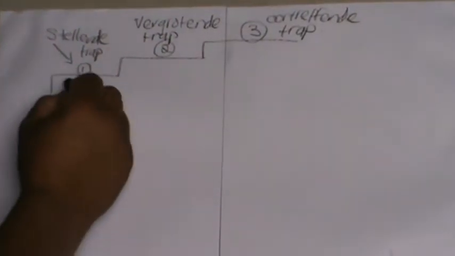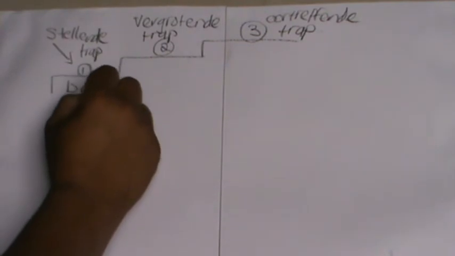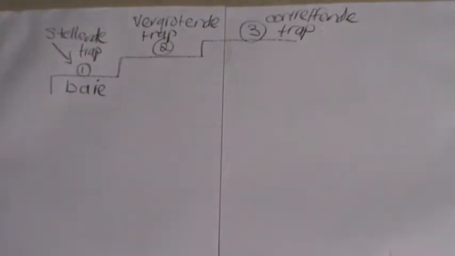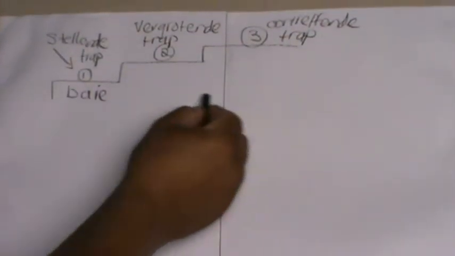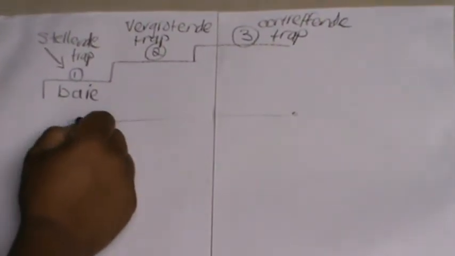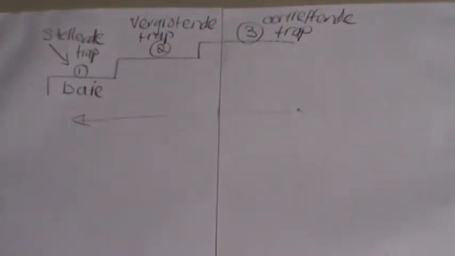Normally we're given the word here in our stellende trap. We're normally given the word tested in stellende trap, and then we have to put it in either vergrotende trap or oortreffende trap, or where they give us the word in oortreffende trap and we have to put it back into stellende trap, right? Different ways of testing, but let's look at this way.